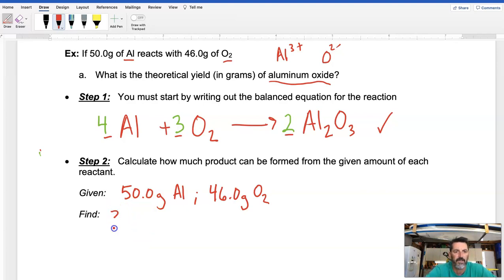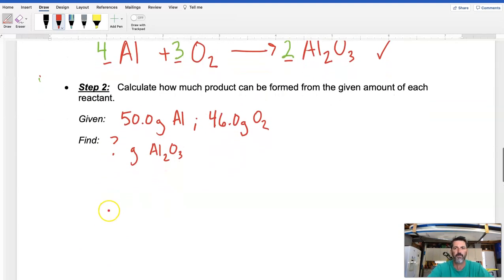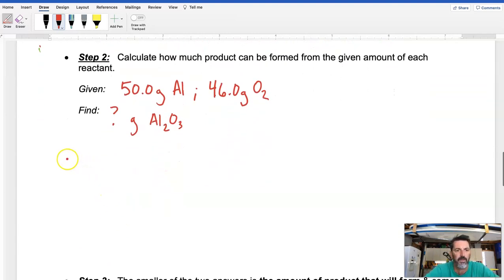And what I want to find is the theoretical yield in grams. So I want to find the grams of aluminum oxide. Okay, so I know what the given is. I know what I need to find. Now I'm just going to set this up the way I normally do. So there's a mass. I've got 50 grams of aluminum and 46.0 grams of oxygen.